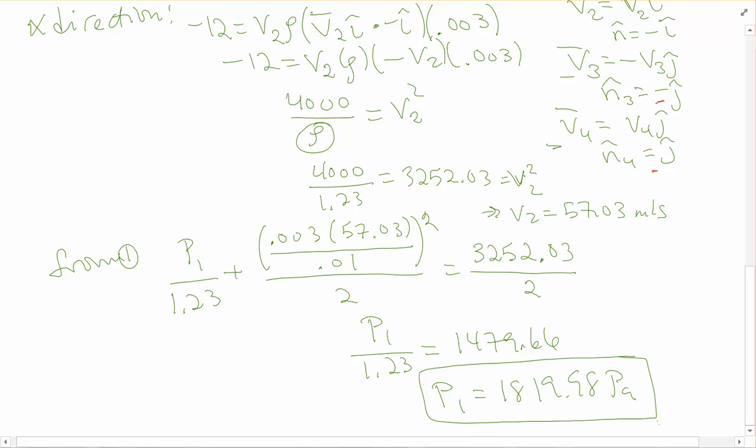Okay. So that's an example of how to combine the Bernoulli equation with the conservation of linear momentum.